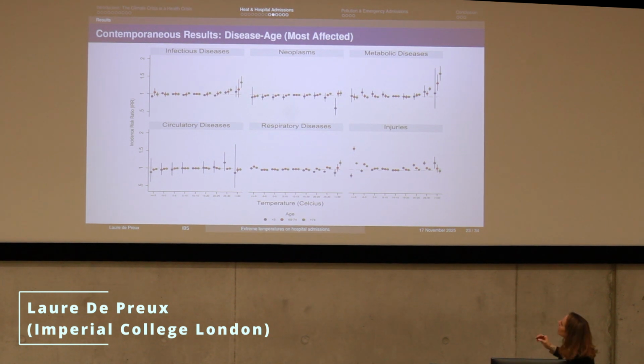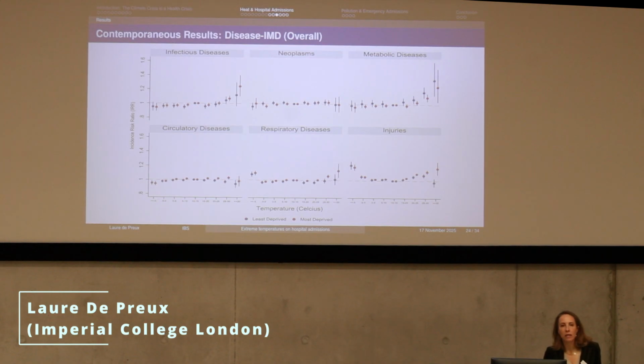And what you see clearly is that for some diseases, if I take respiratory disease, it's really driven by the elderly. Right? It shows us metabolic disease as well. It's really the elderly responding to those very high temperatures and not necessarily the bulk of the population.